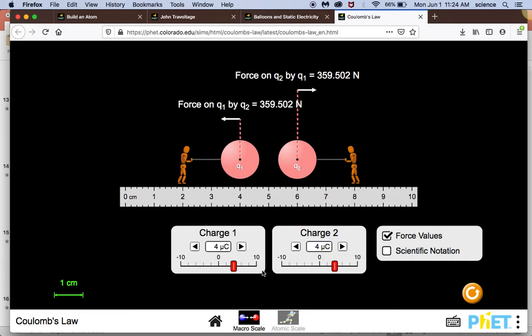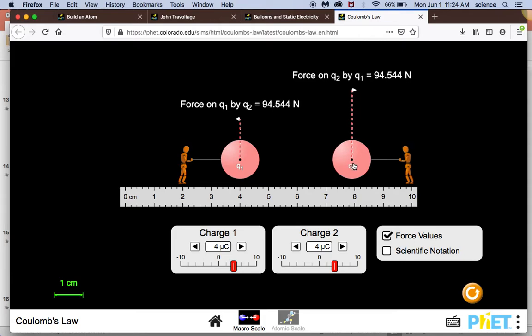So the question is, what happens if we double the distance? It was 360, and if I double the distance so that now I move this one out to 8, the force on those charges is around 90. So the force has decreased by a factor of a fourth. It was 360, and now it's only 90, which makes sense according to what we saw before.